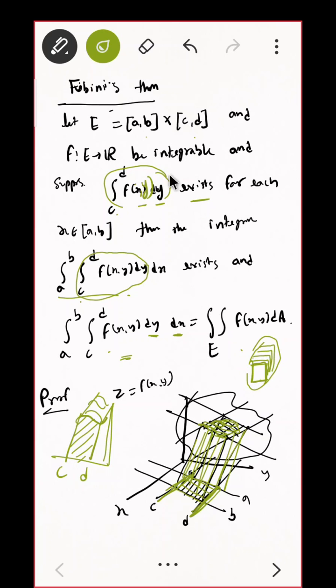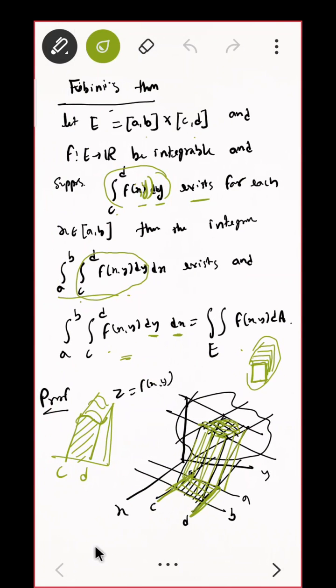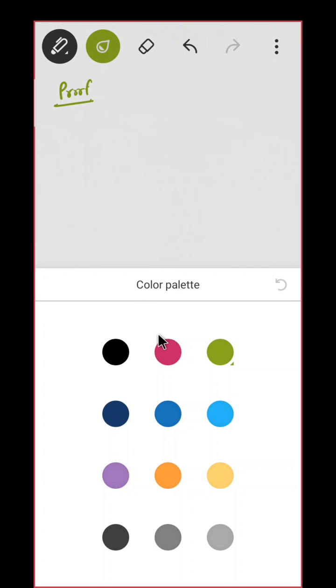Okay, so now let us start our proof. Do you understand what we have to prove? We will use the Riemann criteria of integrability. Okay, so let us define whatever we need. The first question is 7. F is integrable. So what do you mean by that?